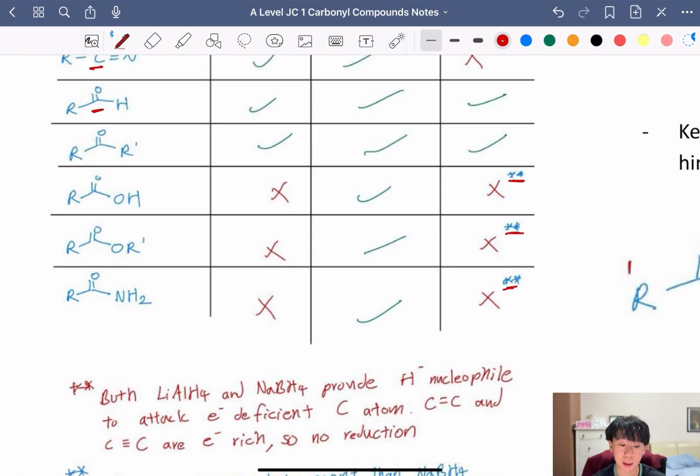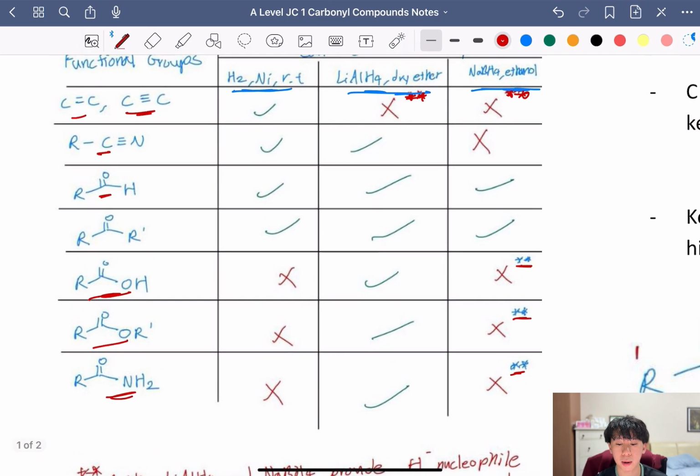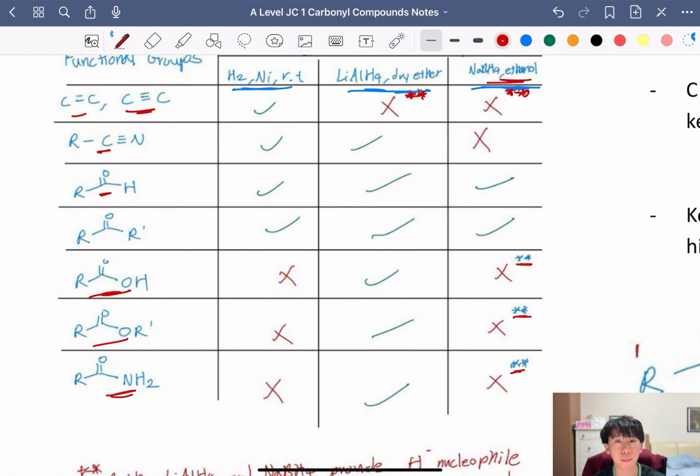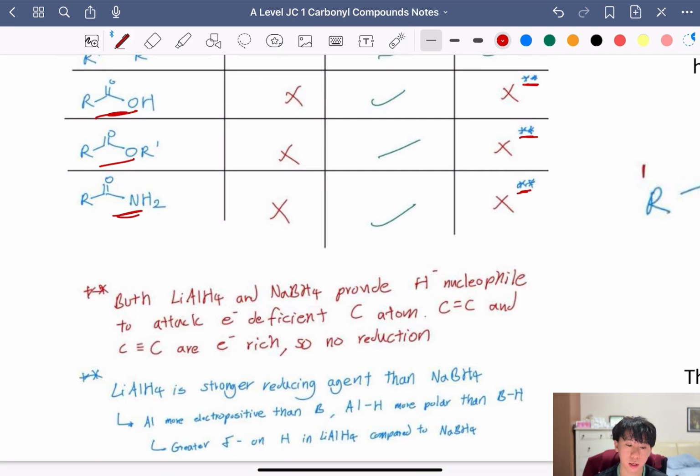You will realize that your carboxylic acids, which is this, your esters and your amides, can't really be reduced by sodium borohydride. And this is mainly because lithium aluminium hydride is a stronger reducing agent than your sodium borohydride. So I've stated over here down below as well that both your lithium aluminium hydride and sodium borohydride again provide H- nucleophile, so they cannot really attack the C double bond C and C triple bond C. And your lithium aluminium hydride can reduce your carboxylic acids, your esters, and your amides, but your sodium borohydride cannot. It's because lithium aluminium hydride is a stronger reducing agent.